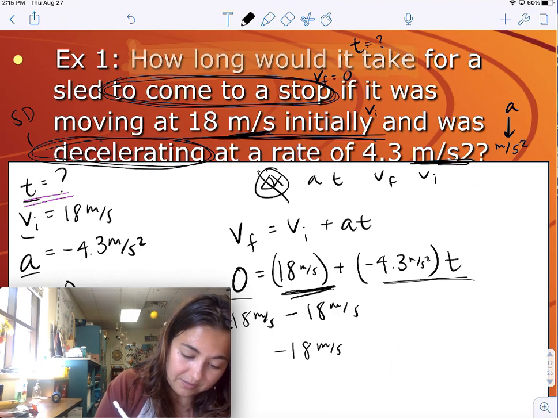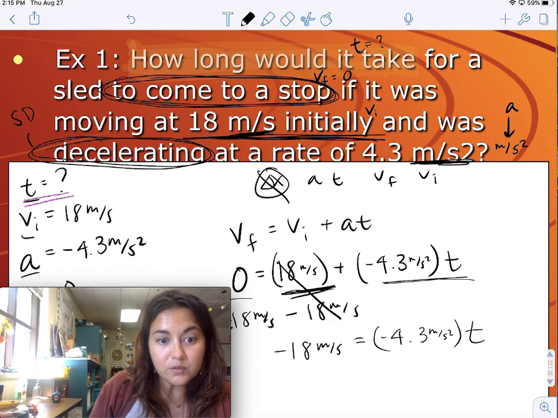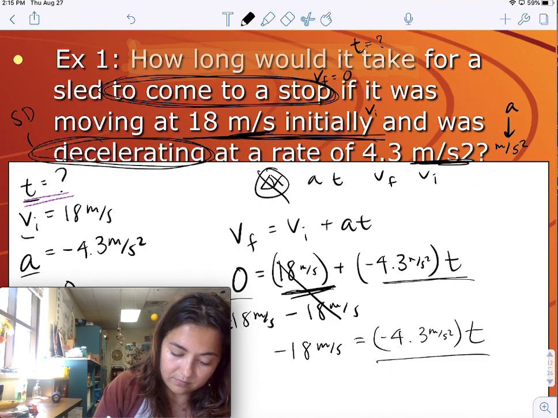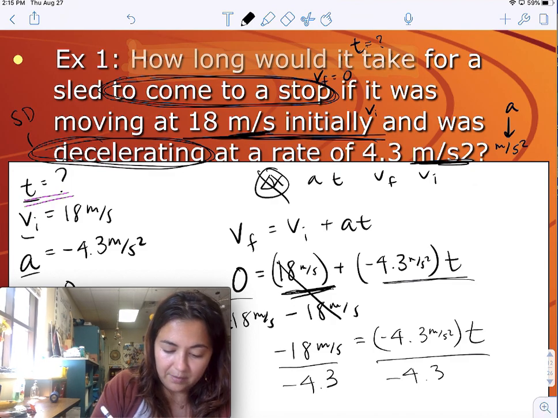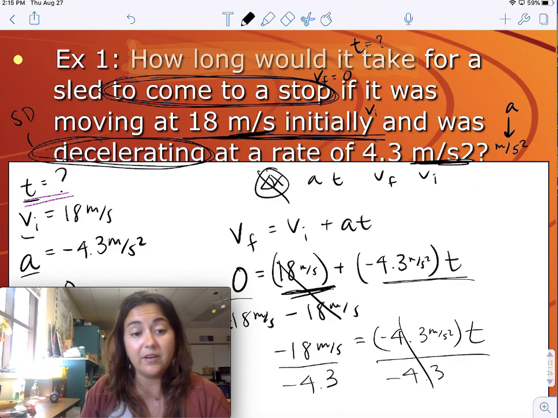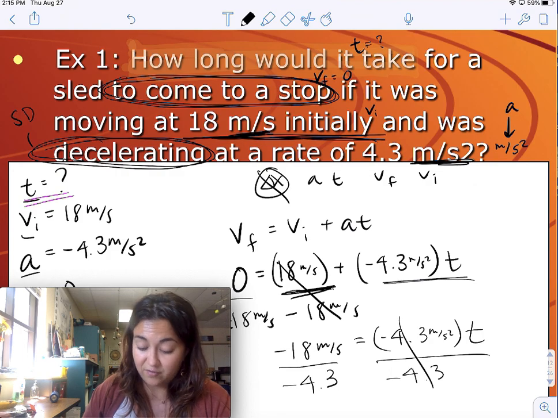18 meters per second. That goes away. It becomes 0 equals negative 4.3 meters per second squared times my time. Now super easy. I divide by 4.3 on both sides. Oh my gosh, look at that. My negatives cancel. Beautiful. If I had forgotten my negative, I would have gotten a negative for time.